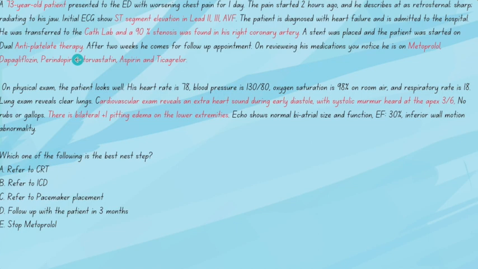So this guy is on dual antiplatelet therapy for his coronary artery disease. He's on ACE inhibitors. He's on SGLT2 inhibitors. He's on beta blockers for his heart failure. He comes to the clinic. The problem is this.